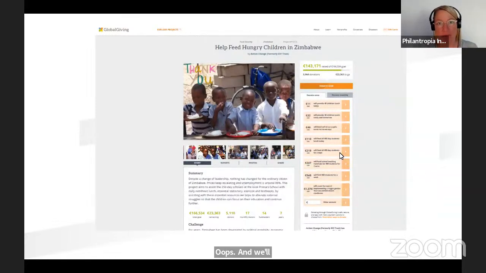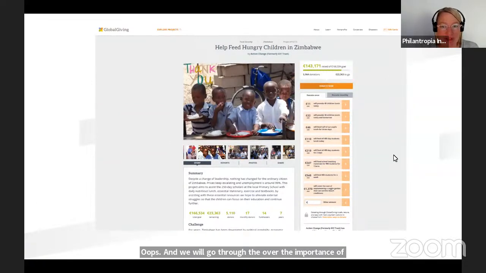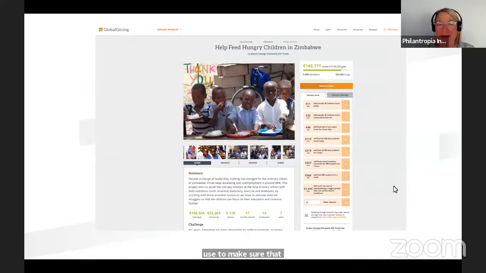And we will go over the importance of every single section of this, because there are some tools here that you can use to make your project more appealing, and to make sure that people will like to donate to your project.